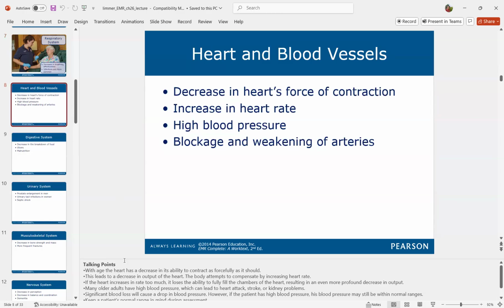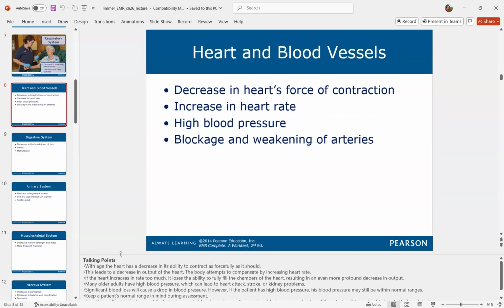Heart and blood vessels, all kinds of things changing, right? So with age, the heart has a decrease in its ability to contract as forcefully as it should, to push out the blood. So that leads to a decrease in output of the heart. The body attempts to compensate by increasing the heart rate. If the heart rate increases too much, it loses the ability to actually fill that chamber to pump out the blood. It's pumping out like half of what it should. Again, that results in a more profound decrease in output.